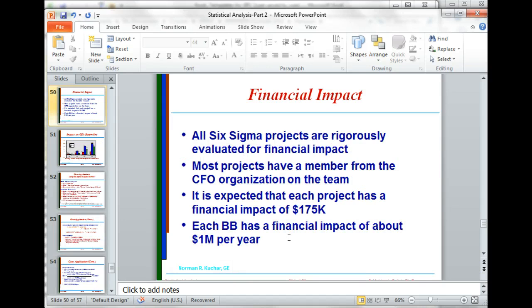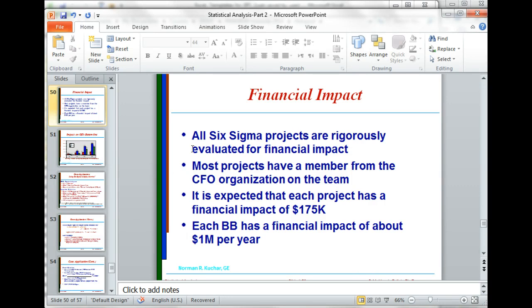So now I've talked about Six Sigma and GE and all that effort by Jack Welch. Now let's look at the financial data that GE experienced. In GE, all projects that are proposed for Six Sigma are rigorously evaluated initially for whether or not they are worth doing. And they set at least a goal that a project is expected to have at least 175K of financial impact before they assign it to a team or a black belt to do.